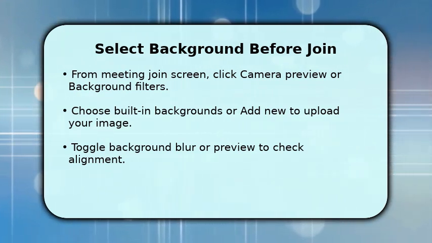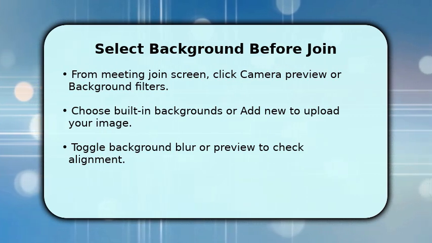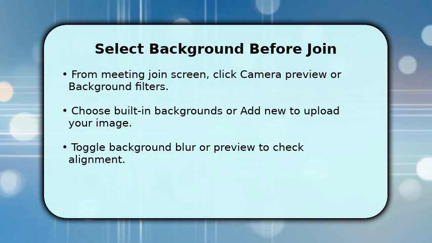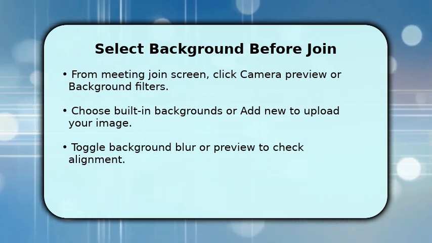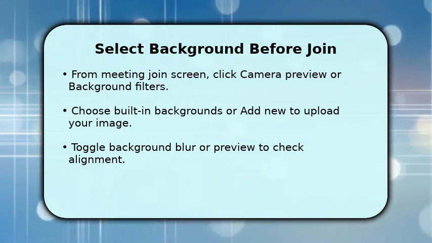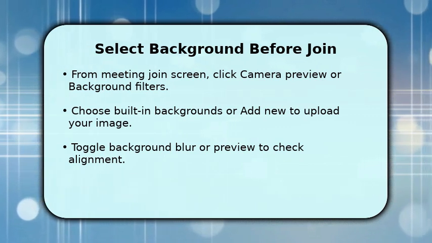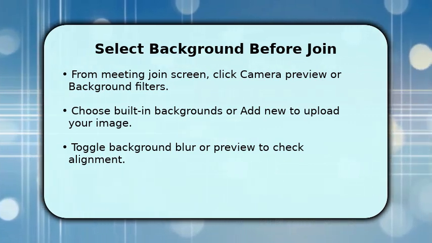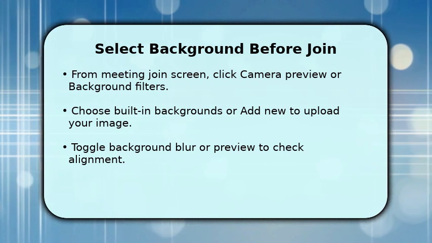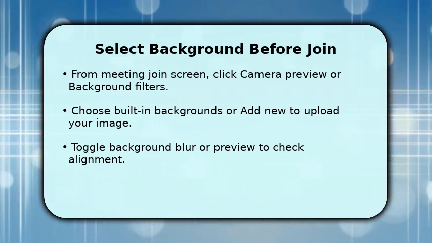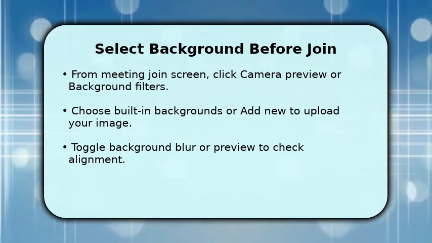Click Background Effects, pick a built-in option, or add new to upload your prepared image, and watch the preview to confirm crop and framing. Once selected, apply the background and verify your face isn't cut off. Adjust camera angle if necessary. This approach avoids changing settings mid-meeting and ensures your background is applied as you enter.